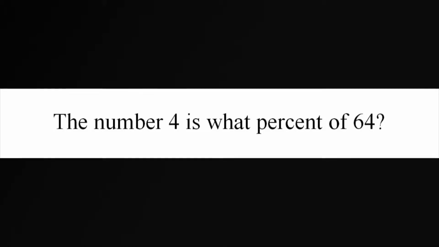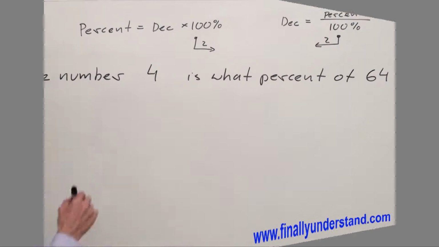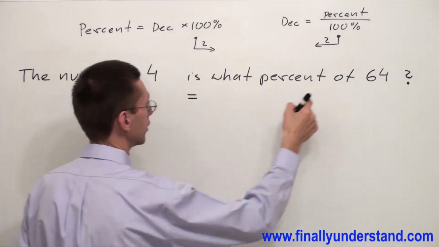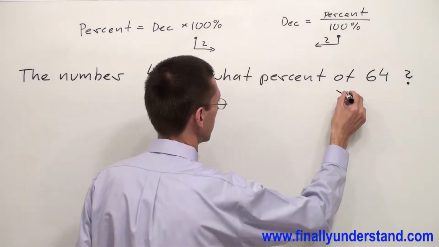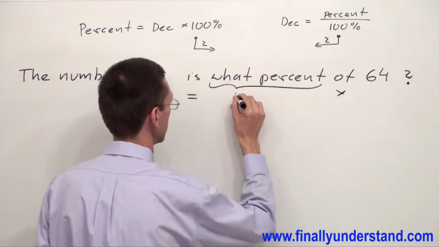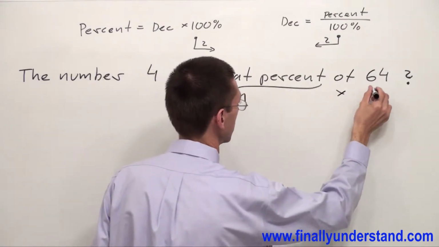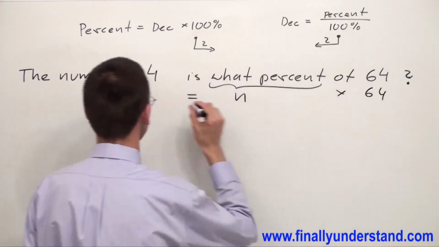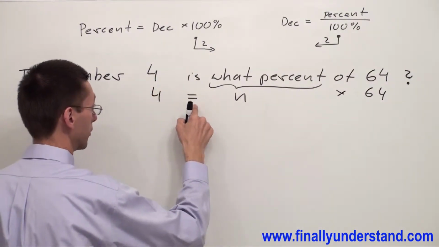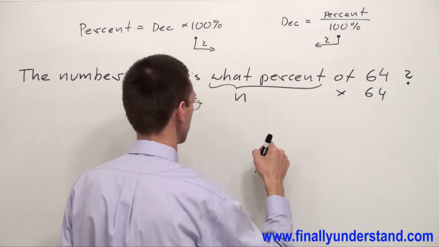The number 4 is what percent of 64? Okay, so remember, anytime we see "is," this is an equal sign. Anytime you have "of," this is multiplication. What percent is n? And I have simply 64 and I have 4. So this is my equation: 4 is equal to n times 64.